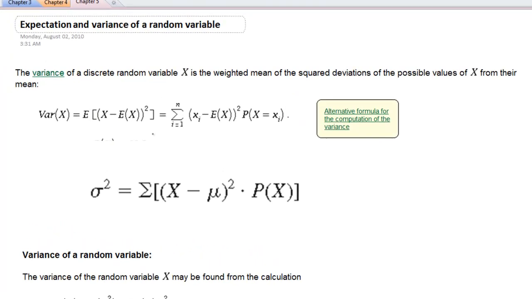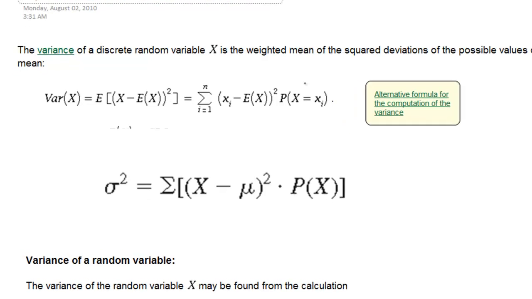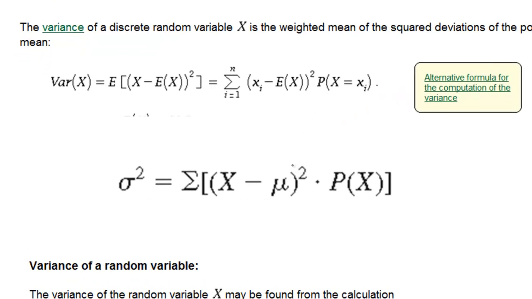It says the variance of a discrete random variable x is the weighted mean of the squared deviations of the possible values of x from their mean. Wow. All that is to say, you take the differences, you square them, and you multiply them by the weight.